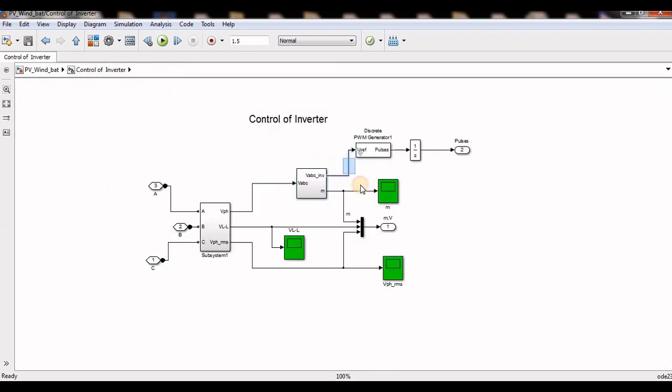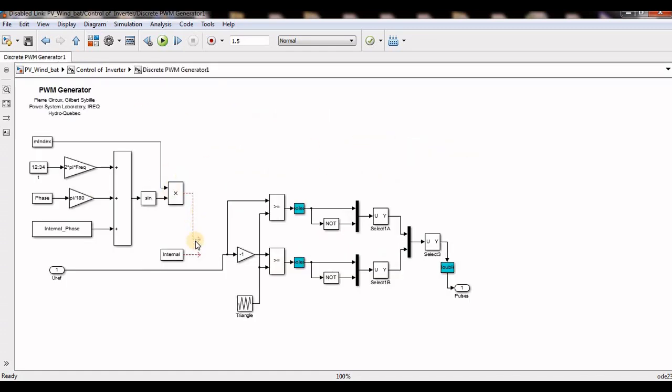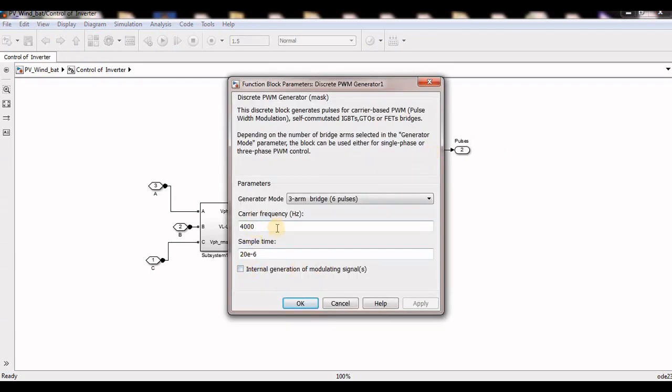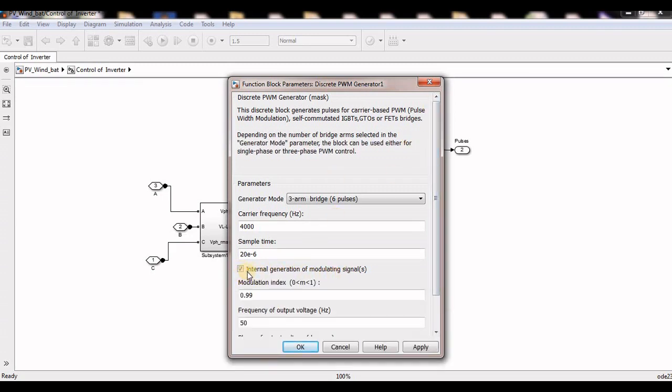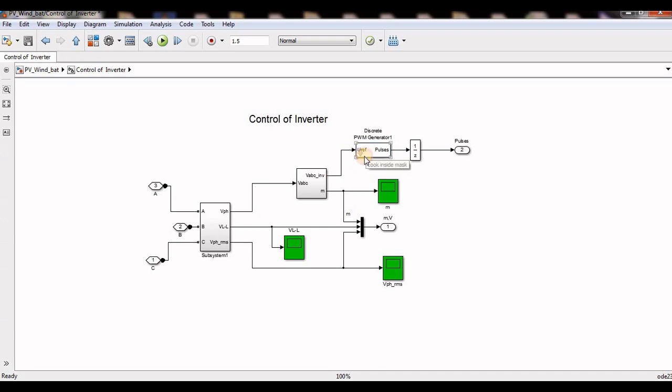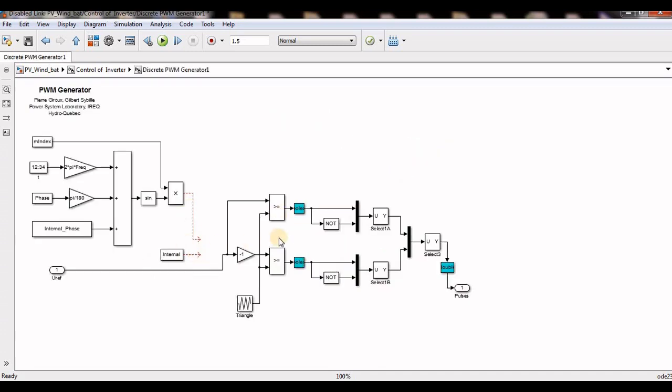Once I get the reference sine wave, I give it to a simple PWM generator. I also brought this from the library, but I made some modifications. I removed some blocks inside, but you do not need to make any modifications; you can directly bring your own system. You have to remove this tick, the internal generation of modulation index. If you click internal generation modulation index, it will ask for parameters, and once you click that, it will be connected to the system.